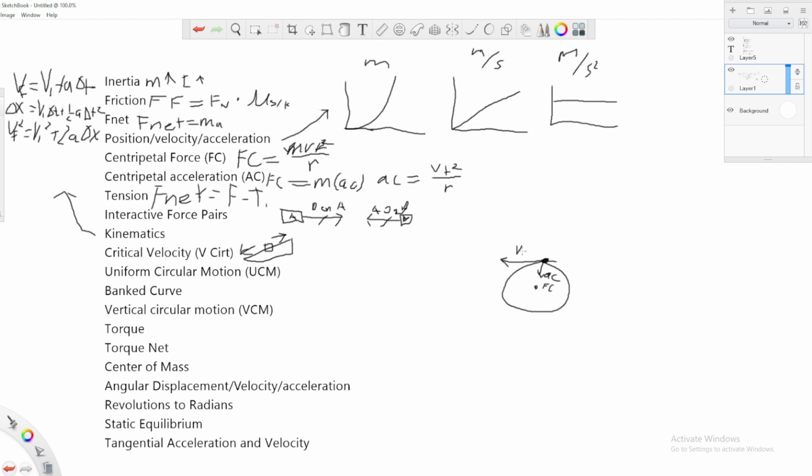Tangential velocity and acceleration are going to be tangent to this and be going that way if it's rotating this way. So that's the answer for that one down there. Let me draw that one down there. But it also helps you answer this one. Just remember FC and AC always point towards the center.